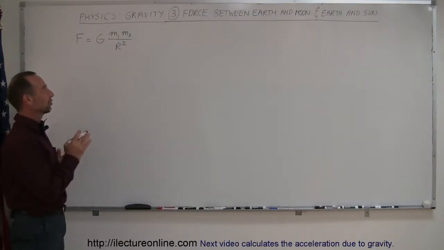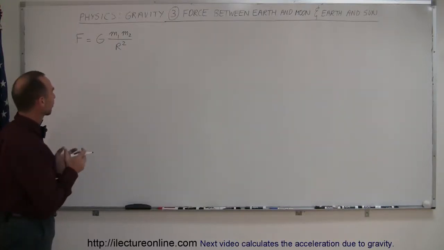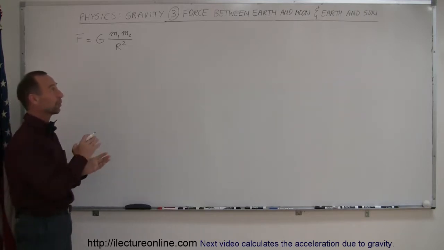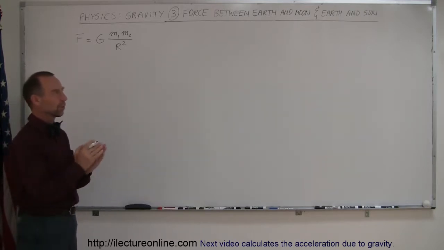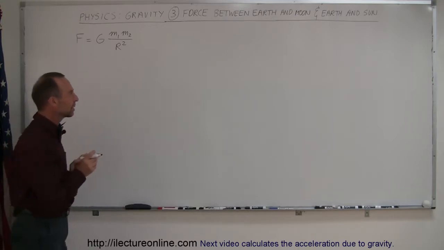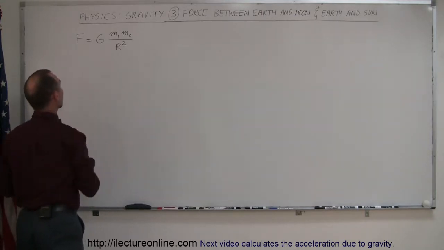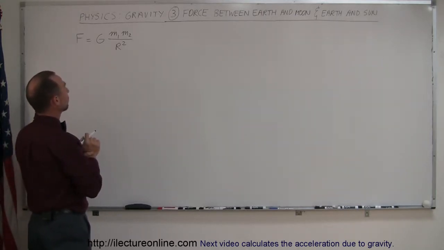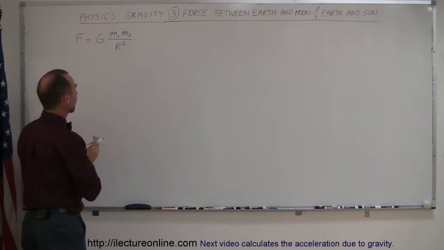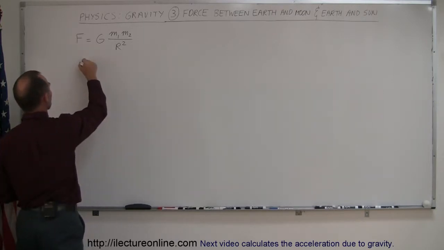To give us a little bit more understanding about the laws of physics regarding gravity here, we're going to calculate the force between the Earth and the Moon and the force between the Earth and the Sun. And let's see what we end up with. Well, here's the equation. F equals G m1 m2 divided by the distance between them squared. So let's start with the Earth and the Moon.